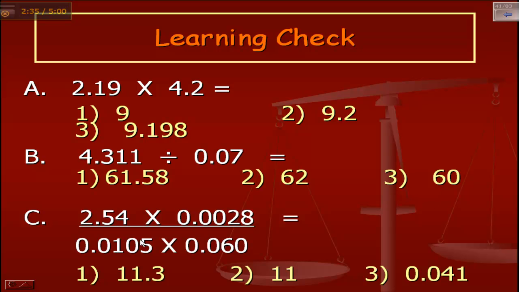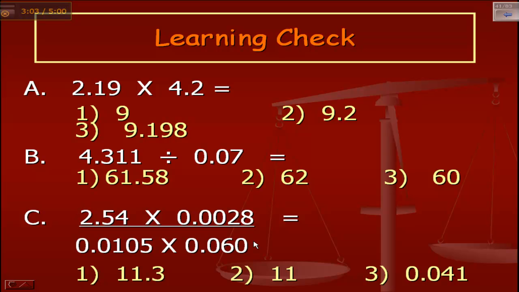Now in C, we've got several numbers here. So 2.54 has 3 sig figs, 0.0028 has 2 sig figs, 0.0105 has 3 sig figs, and 0.060 has 2 sig figs. So we have 2 significant figures in both of these numbers here and 3 in these numbers. So our answer can only have 2 significant figures.